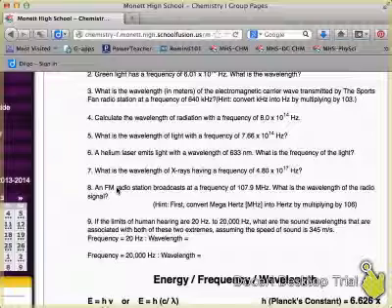Number 7 says, what is the wavelength? So first of all, we are solving for wavelength, but I need to know what the variable is for wavelength. So what's the variable for wavelength? It's the squiggly line, correct? So my wavelength looks like that, correct? So that is what we are solving for, right?